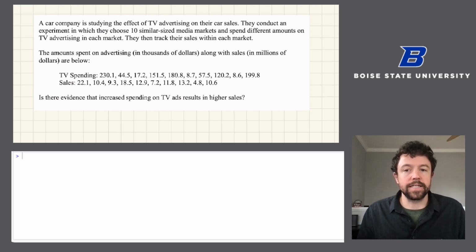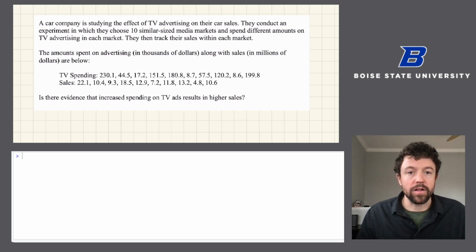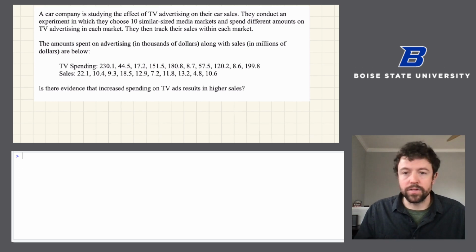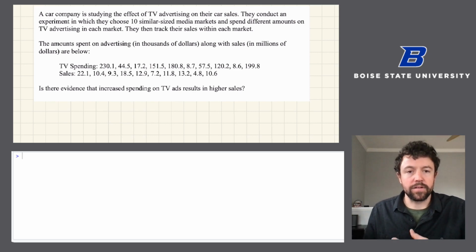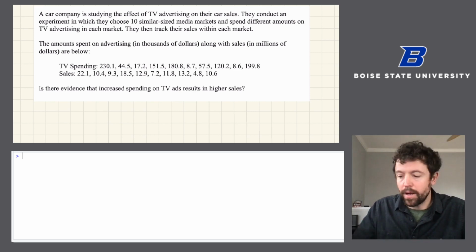So we have this data set. For each media market, we have how much they spent on TV advertising in thousands of dollars, and we also have what their sales were in that market in millions of dollars. And our question is, is there evidence that increasing spending on TV ads results in higher sales? So this is a linear regression type situation, or at least we can't be sure that linear regression makes sense, but it's a regression situation because we have one population.